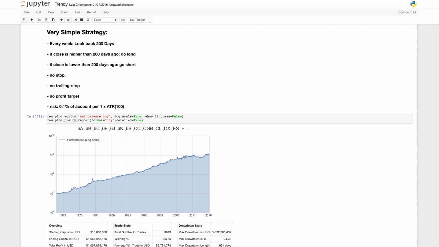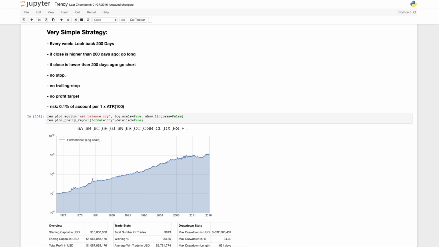So to do a very simple backtest, I used this strategy just to make the point here that trend following still can work. The strategy simply consisted of once a week looking back to see what the closing price was 200 days ago. If the close is higher than 200 days ago, go long. If it's lower, go short. I didn't apply any stop, trailing stop, or profit target here. So it's basically a get in or reverse strategy that works only once a week to avoid getting in and out of trades all of the time.